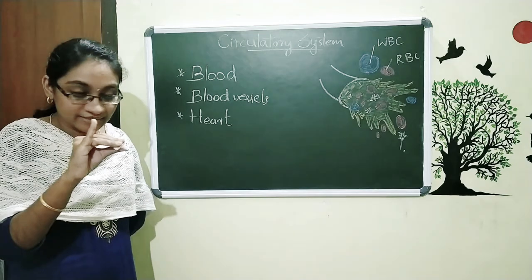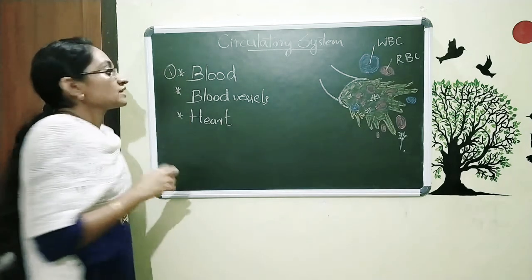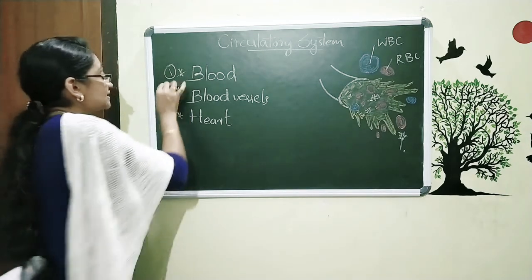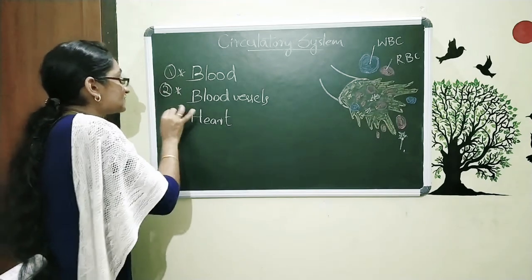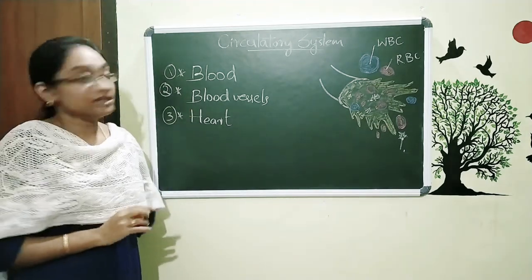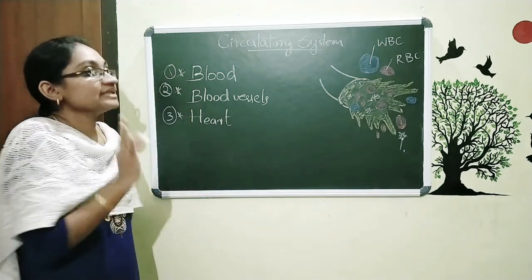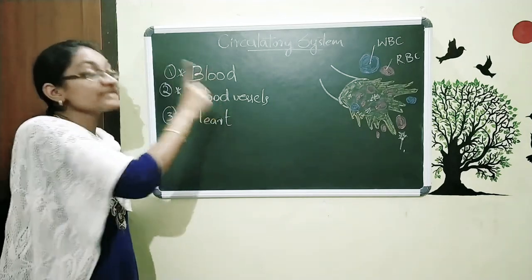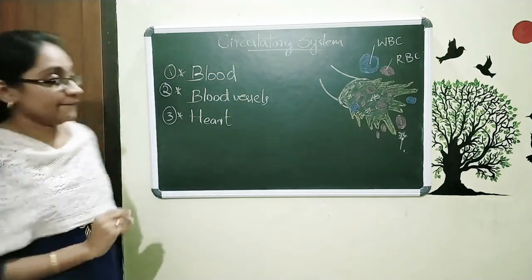So, these are the three things that are included in the circulatory system of the human body. That is blood, the first one. The second one is blood vessels. And the third one is heart.